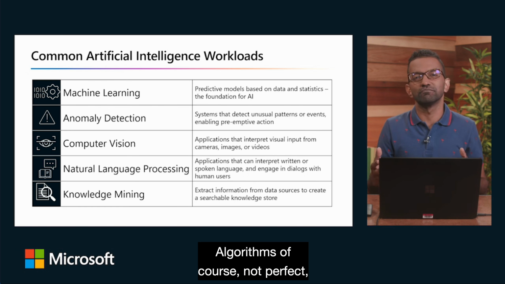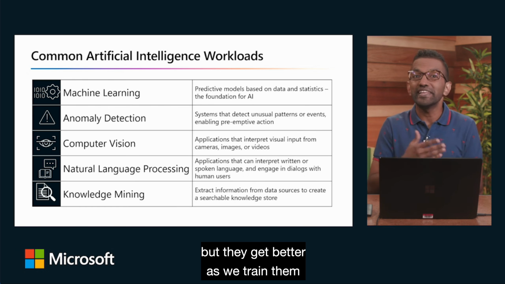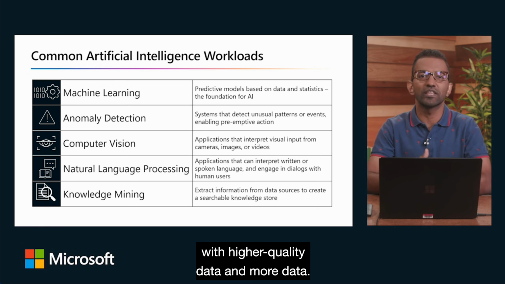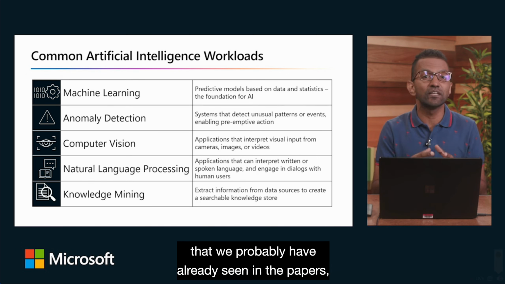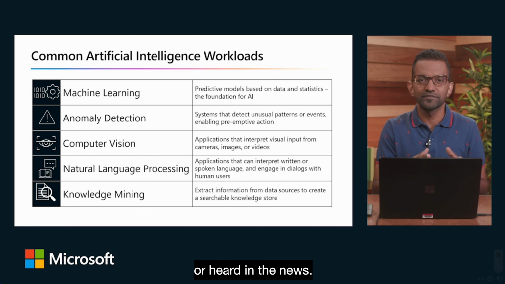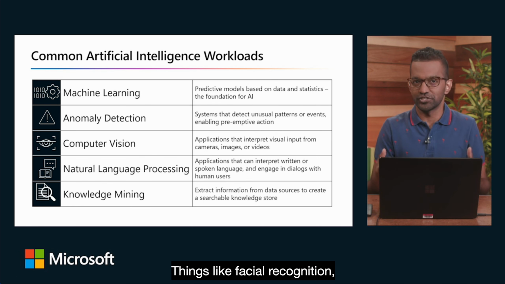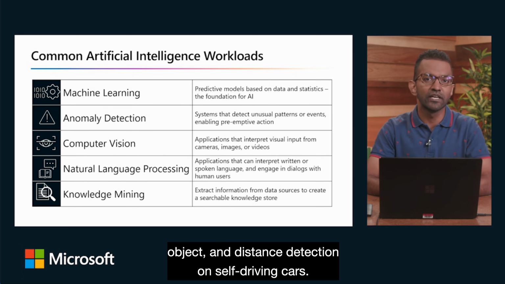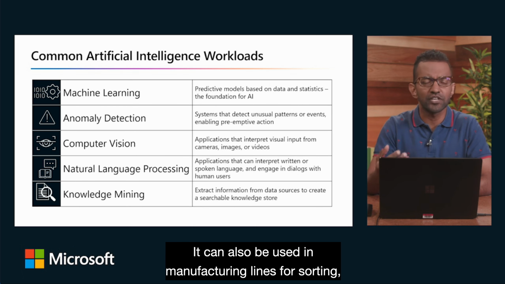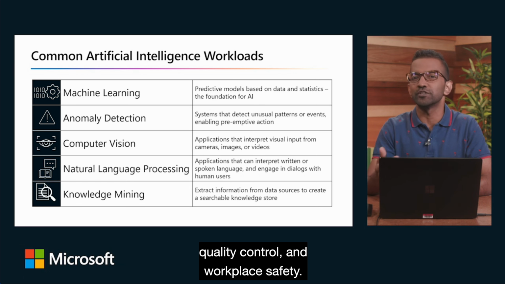Algorithms are, of course, not perfect, but they get better as we train them with higher quality data and more data. Computer vision has some common applications that we probably have already seen in the papers or heard in the news. Things like facial recognition, object and distance detection on self-driving cars. It can also be used in manufacturing lines for sorting, quality control, and workplace safety.